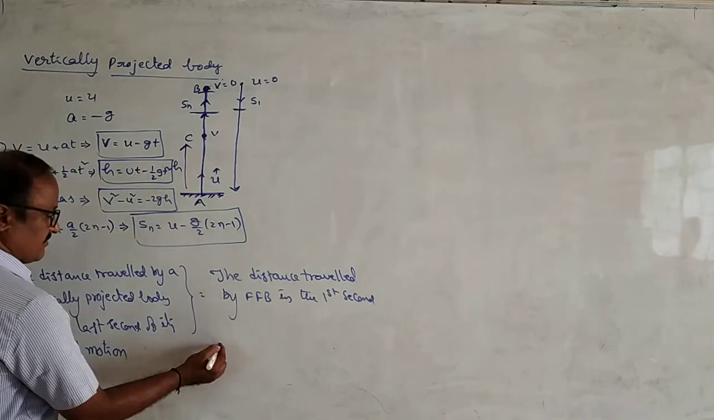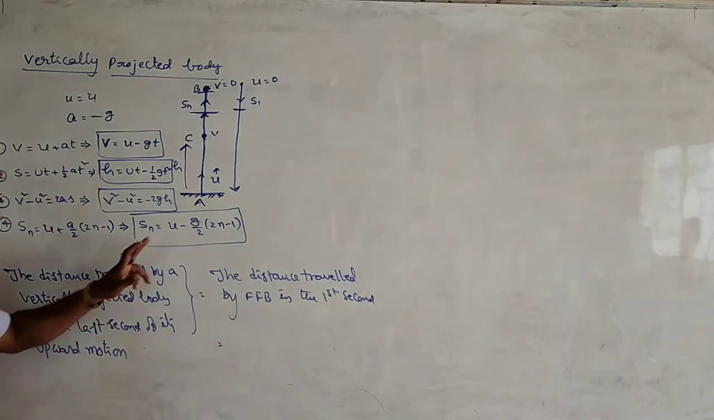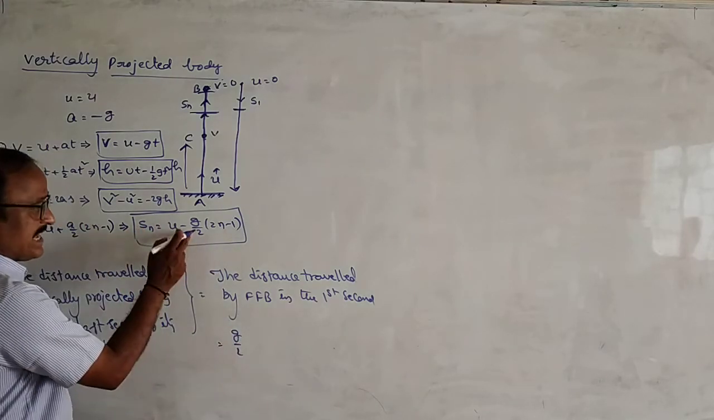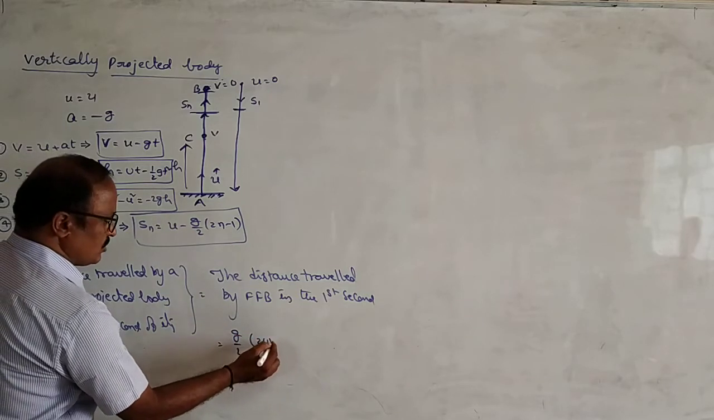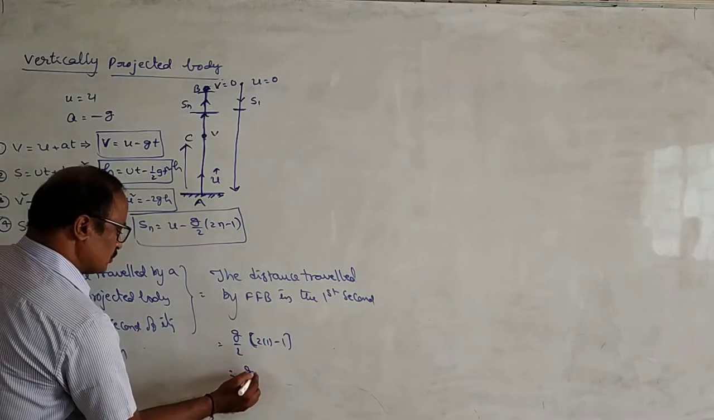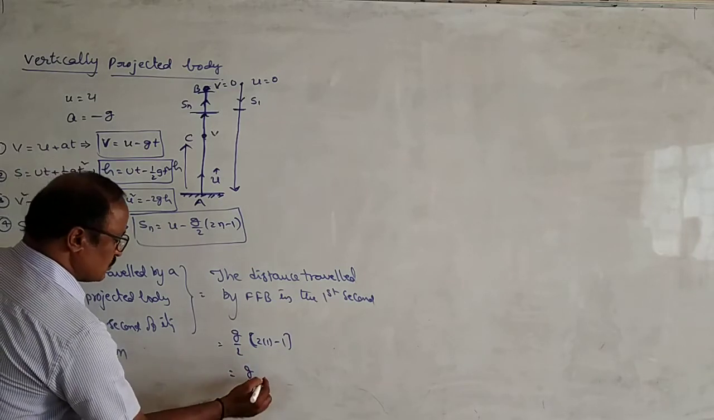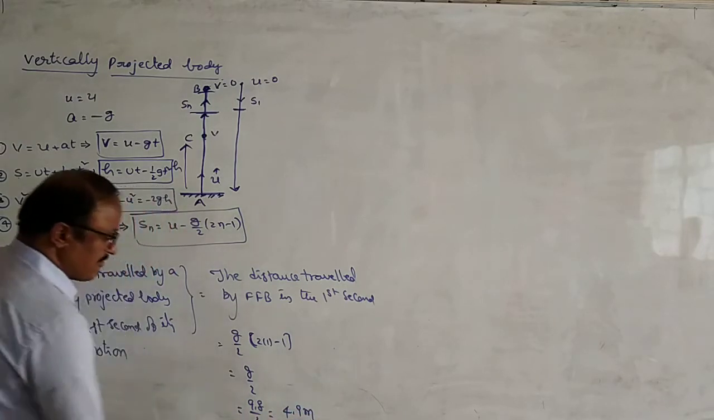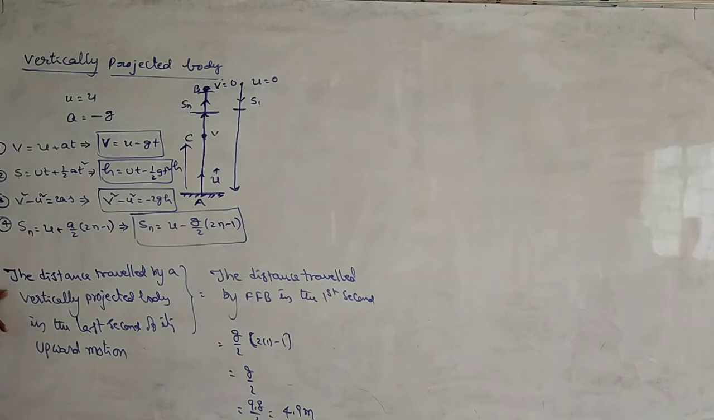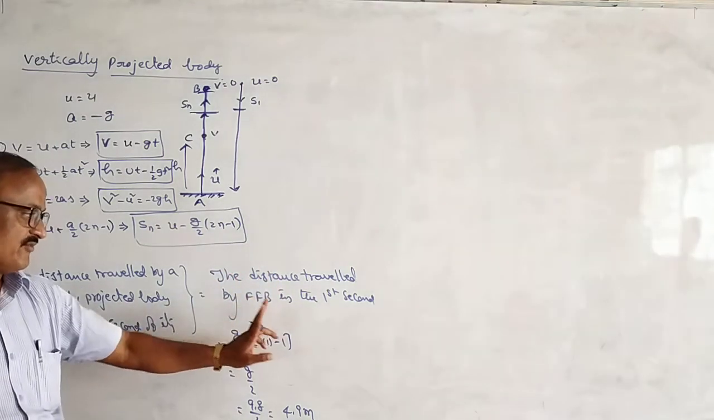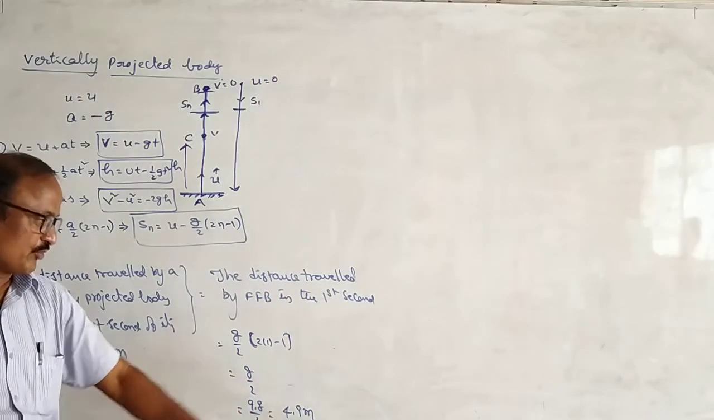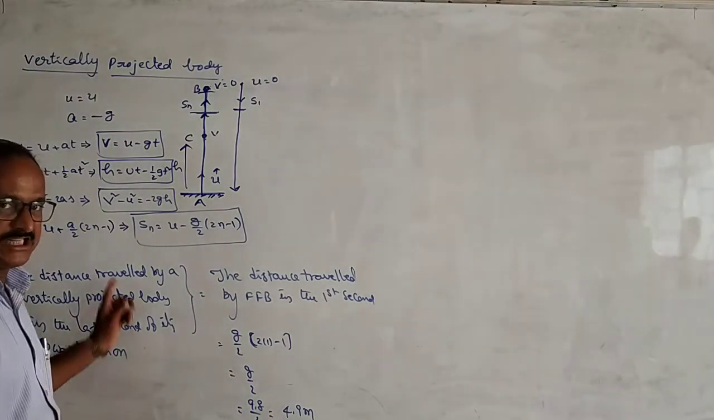But for the distance traveled by the freely falling body, u is equal to 0. Sn is equal to g by 2 into (2n minus 1), for a freely falling body a equal to plus g. So g by 2 into (2 into 1 minus 1), that is equal to g by 2. So g is 9.8, so 9.8 by 2 is equal to 4.9 meters. Remember this point: the distance traveled by a vertically projected body in the last second of its upward journey should be equal to the distance traveled by a freely falling body in the first second, that is g by 2, which is also equal to 4.9 meters.